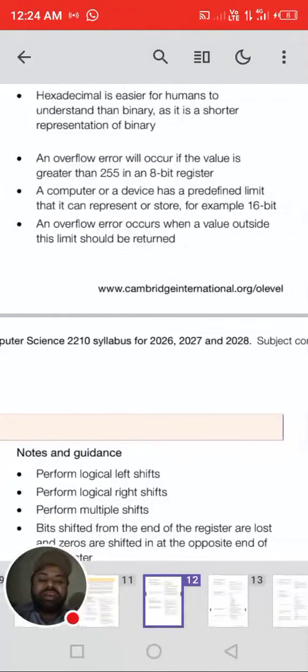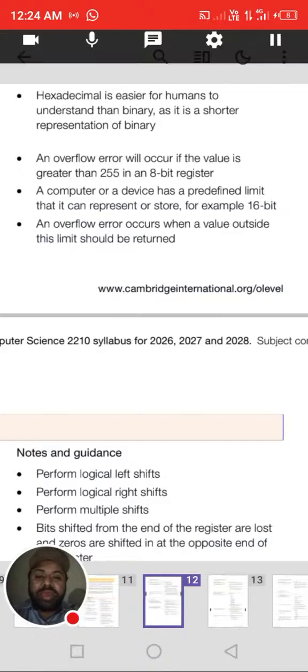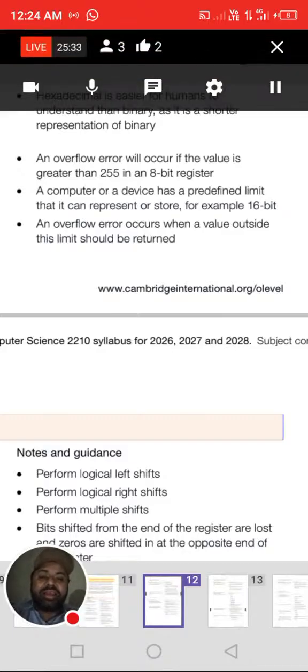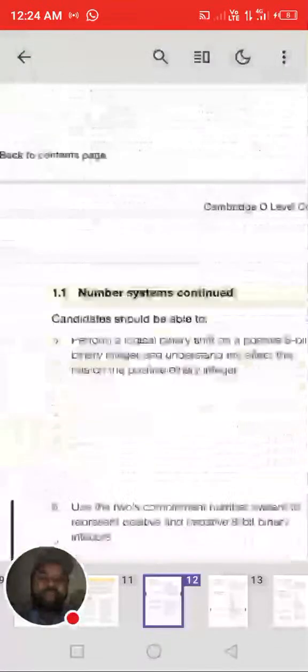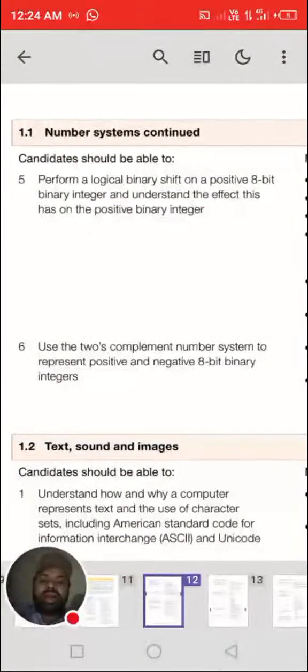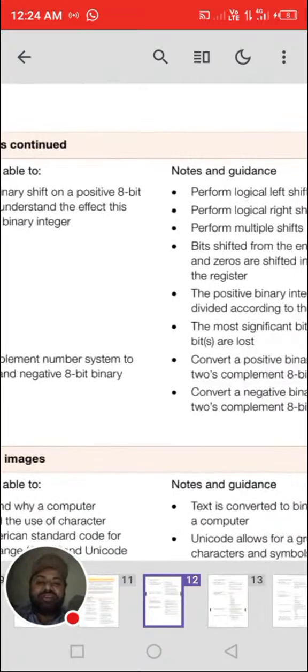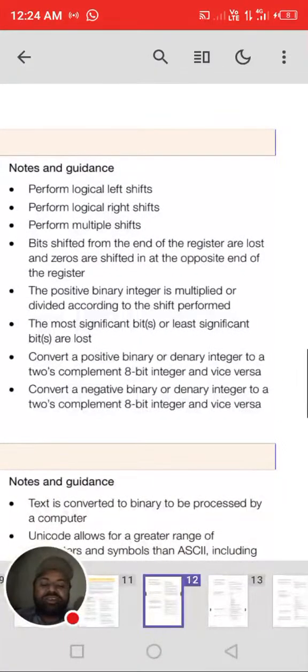Yes, when an error occurs and a value outside this limit is returned, an overflow error may occur. That's great. Now, another candidate should be able to perform a logic called binary shift on a positive 8-bit binary integer. Understand the effect this has on the positive binary integer. And here we will also see what the notes are saying.